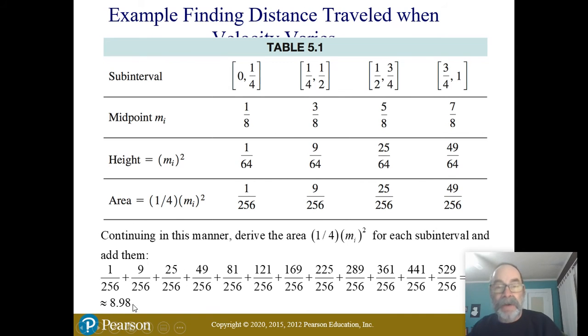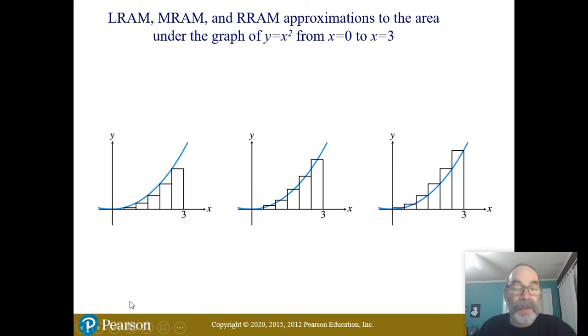Let's go on to the next one. Here's a good representation of what a left-hand sum or a left-hand rectangular approximation method is. Here's the middle one with the MRAM, or the midpoint rectangles.